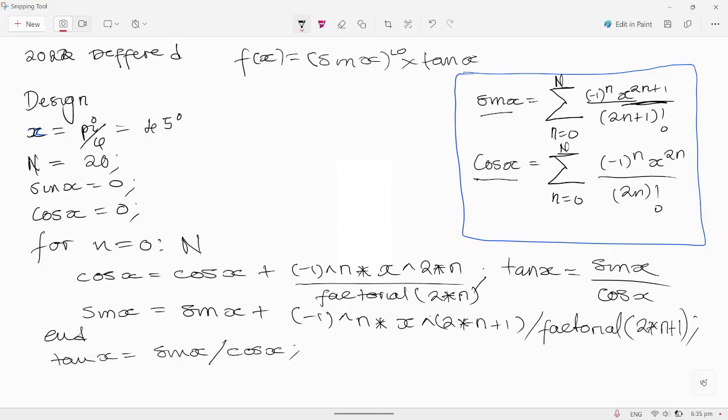And then to get the answer, which I'm going to put in red, we will say f of x is equal to sine x to the power 10 times tan x. And that's how you solve this question. So we have solved one question from our list of questions. Let's check what the second question is.